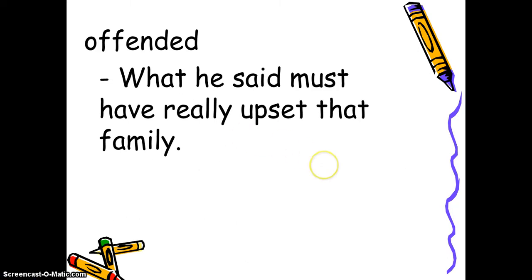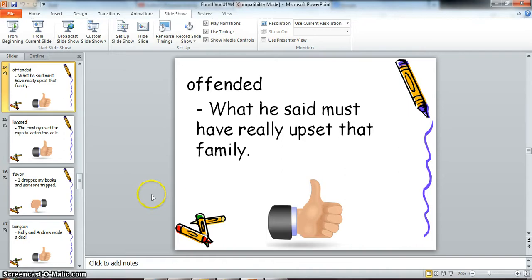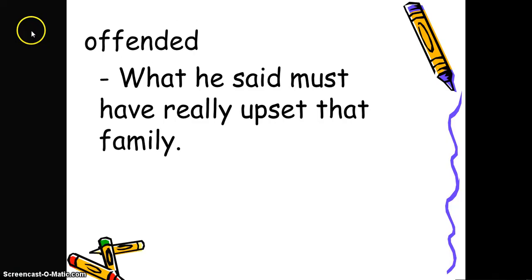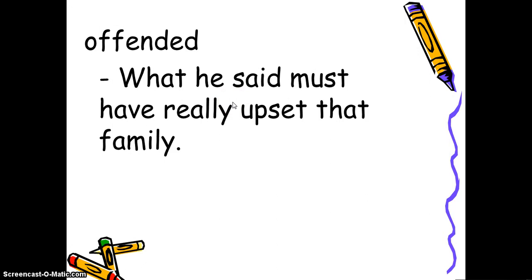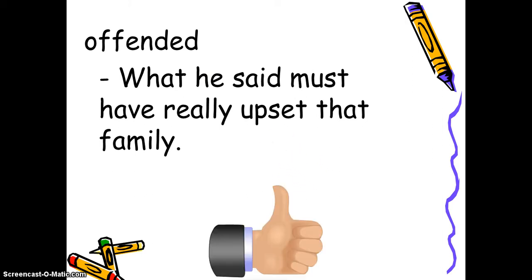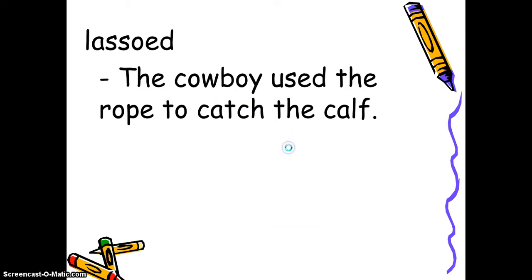What he said must have really upset that family. Does that work with offended? Thumb up if yes, thumb down if no. And of course, if it's something that made somebody mad or upset, that works. That would possibly offend the family. Upset is a context clue.